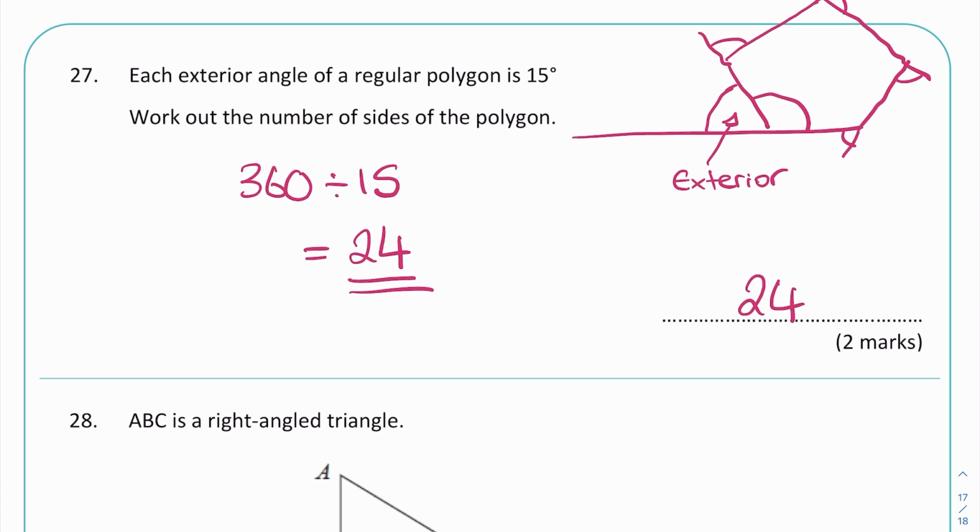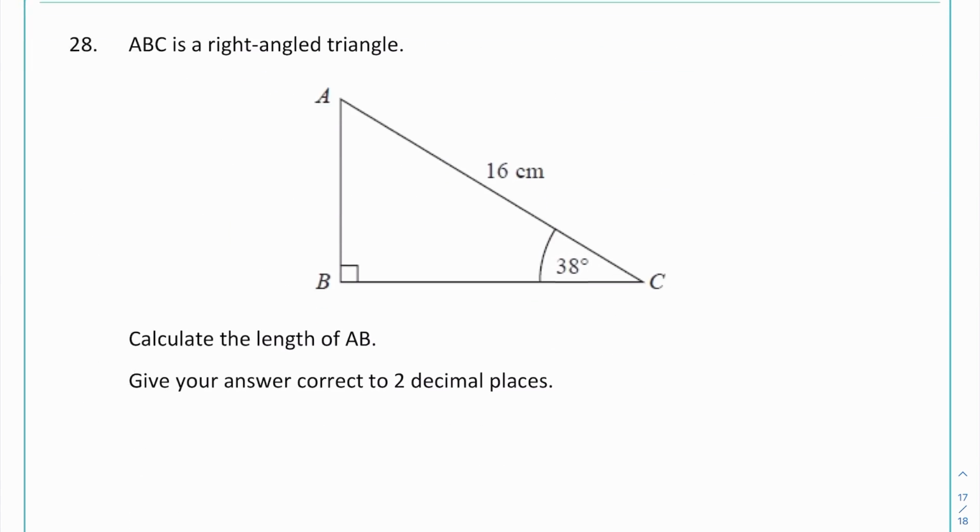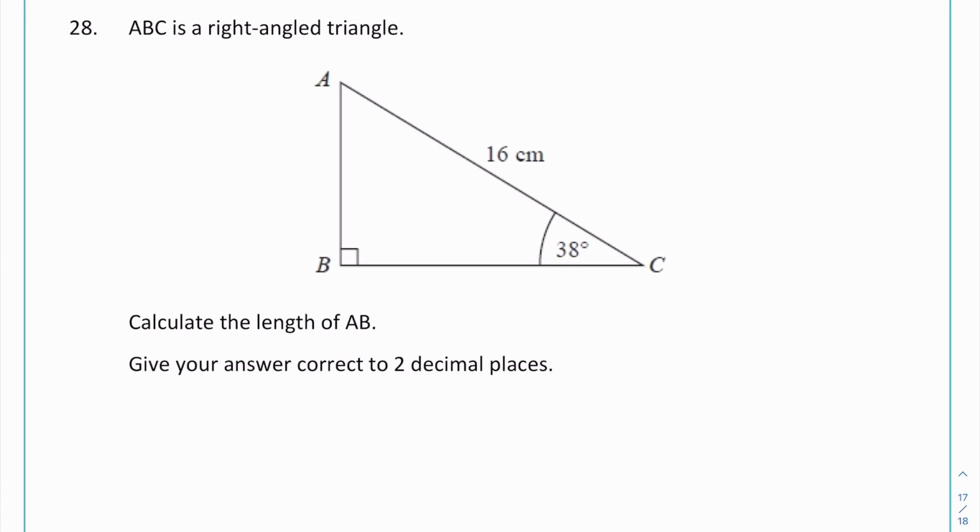And there we go. On to our next question, we've got some SOHCAHTOA. Calculate the length of AB. Well, A to B is over here. I'll just label that x. Give your answer correct to 2 decimal places. Well, that side is opposite the angle in the question, so that's the opposite, and 16 is the hypotenuse.